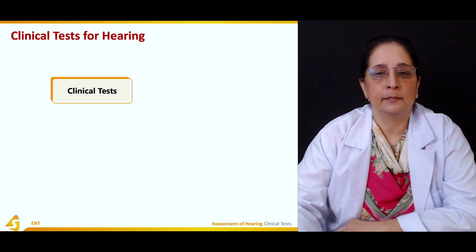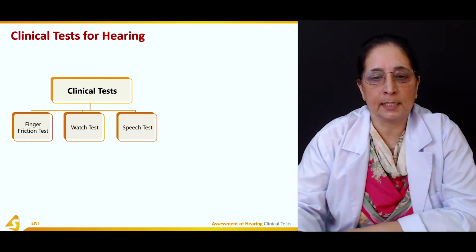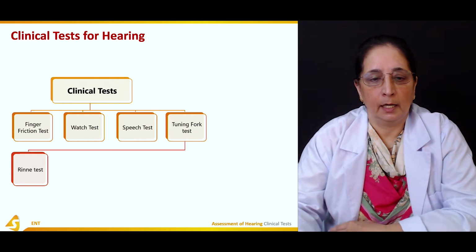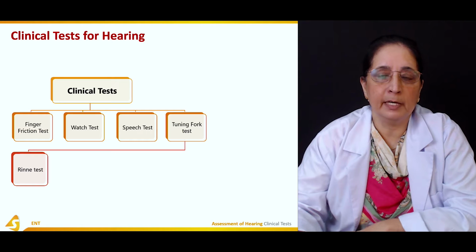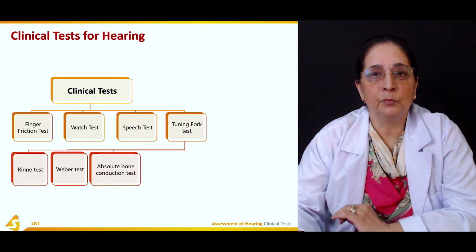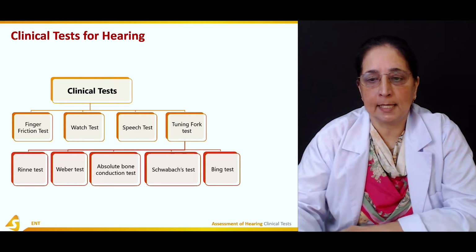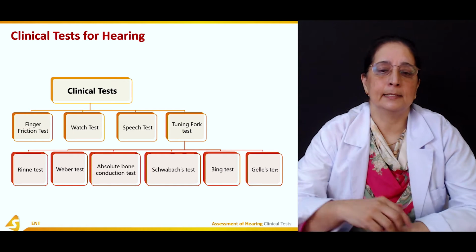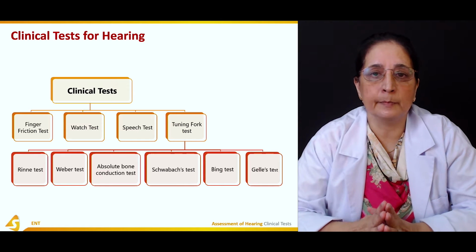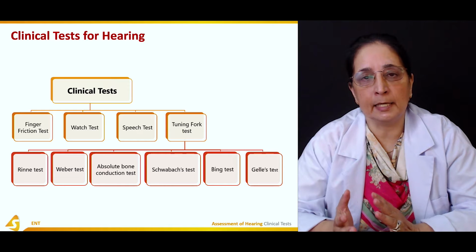So the clinical tests for hearing are finger friction test, then we have watch test, speech test, tuning fork test, and then in the tuning fork test we have Rinne test, Weber test, absolute bone conduction test, Schwabach test, Bing test, and Gelle's test. All these are the clinical tests performed for the assessment of hearing. Finger friction, watch, speech test, and then tuning fork.